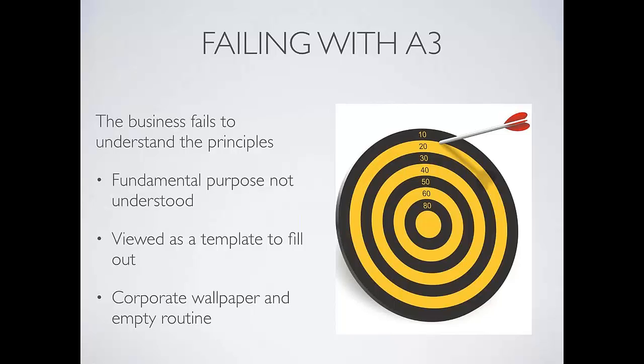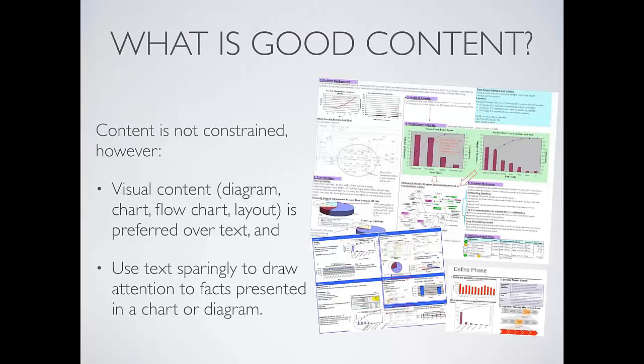So just a little bit about what good content looks like in that A3 or similar format. The content is not constrained, but what you're looking for is good visual content, mostly made up of diagrams such as floor maps, flow diagrams, charts and analysis, and these are really preferred over text. What I say to people is, remember this: if it's difficult to read, I'm not going to read it and you will not get what you want.